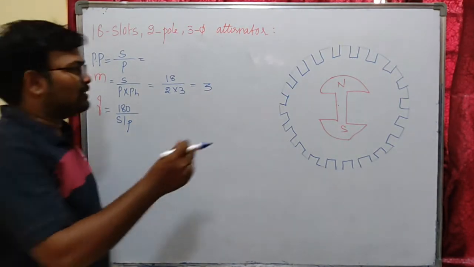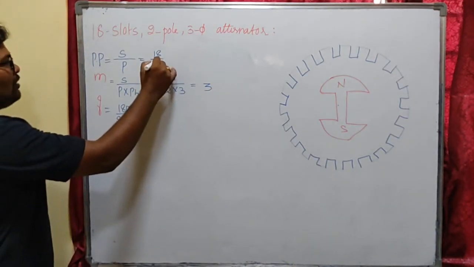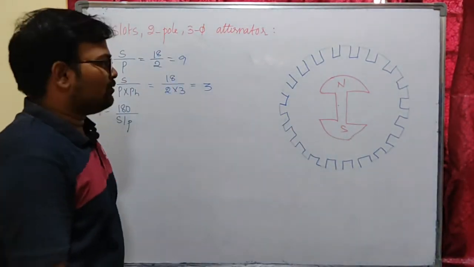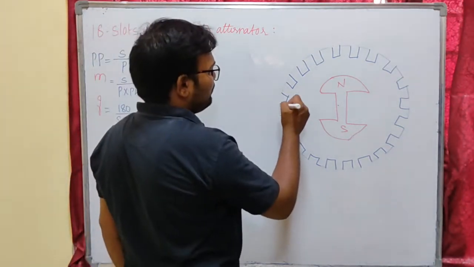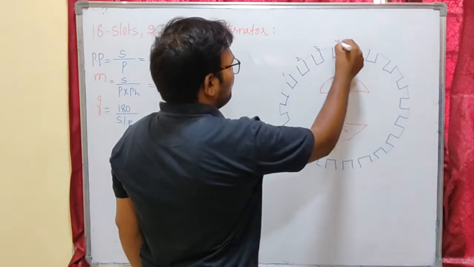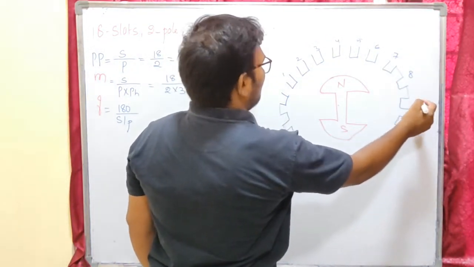That means there are 3 slots under one pole for one phase. That means if this is one pole, what is the pole pitch here? That is 18 by the number of poles, which is 9. That means one pole has a vicinity of 9 slots. Okay, so let me give them names, numbering: this is 1, 2, 3, 4, 5, 6, 7, 8 and 9.